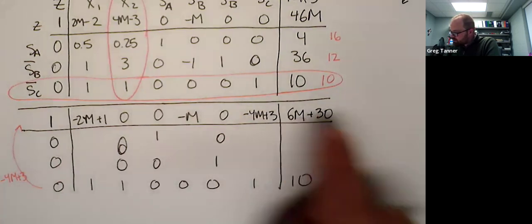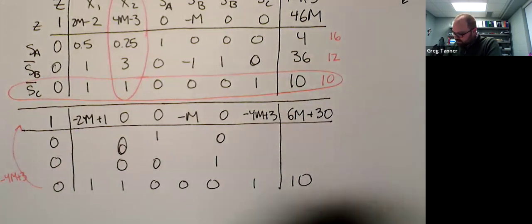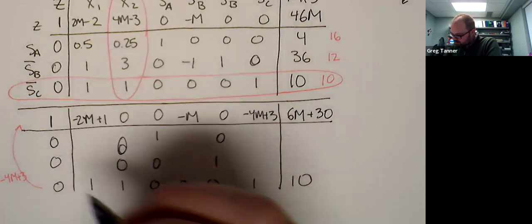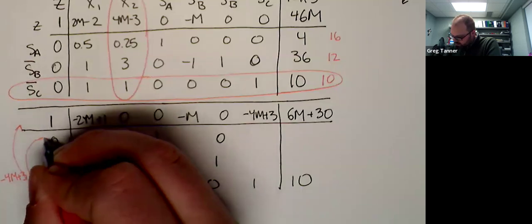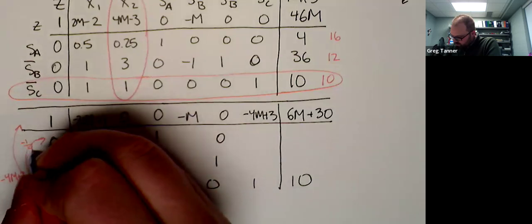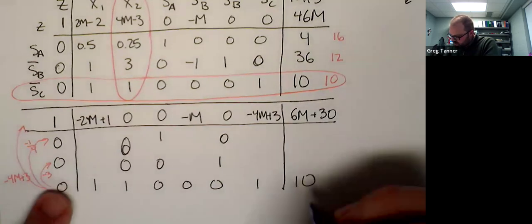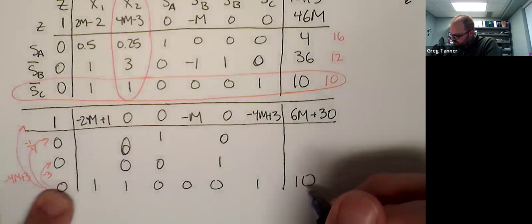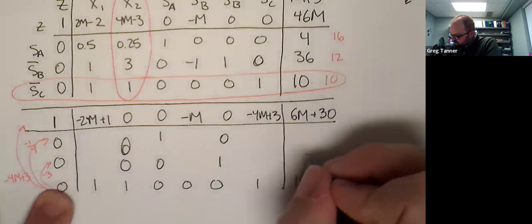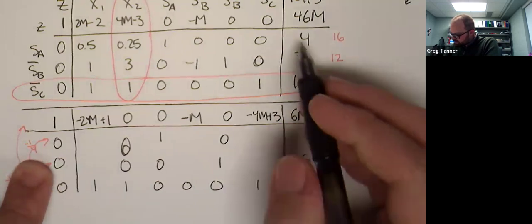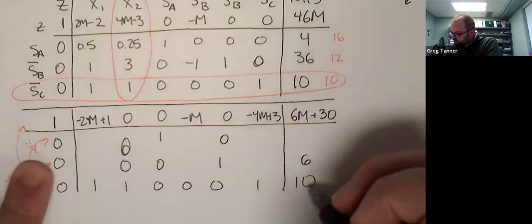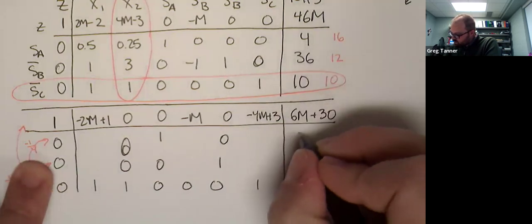Okay, now all I need to do is fill in the right-hand side values. I need to cancel a 3 and a 1/4. So I'm going to multiply by negative 3 for that one and negative 1/4 for this one. So negative 3 times 10 is negative 30, plus 36 is going to leave us with 6. And negative 1/4 times 10 is negative 2.5, plus 4 is going to be 1.5.